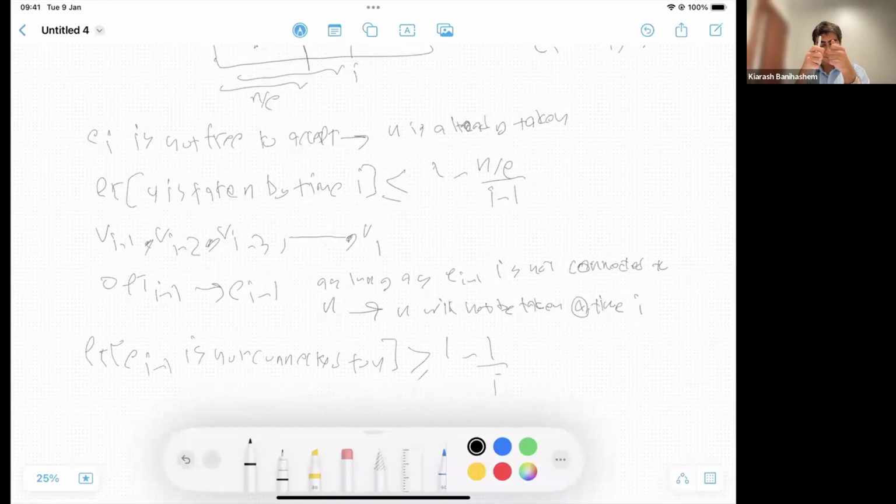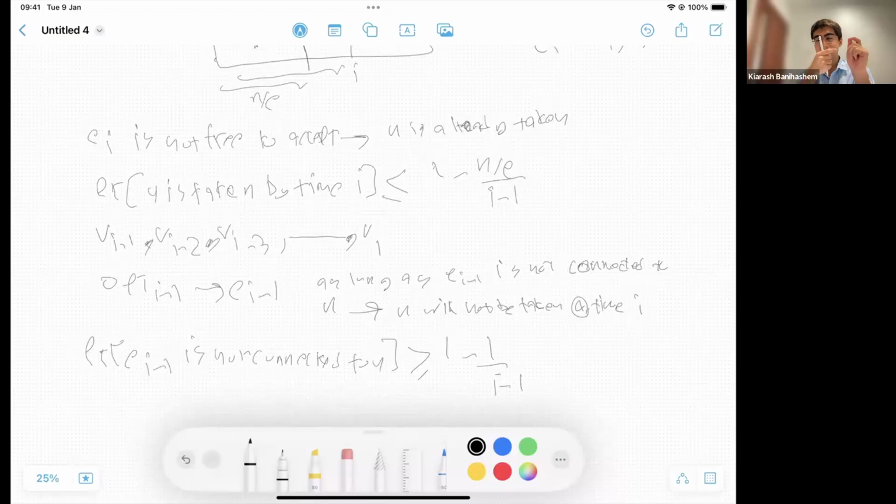Why is this? Sorry, 1 minus 1 over I minus 1. When I look at time step I minus 1, all of these vertices have arrived. The set up to I minus 1 is going to be fixed. I haven't realized the order yet, but that set is fixed. Now, what does this set look like? It's going to be a matching, so there's at most one edge connected to the vertex U.